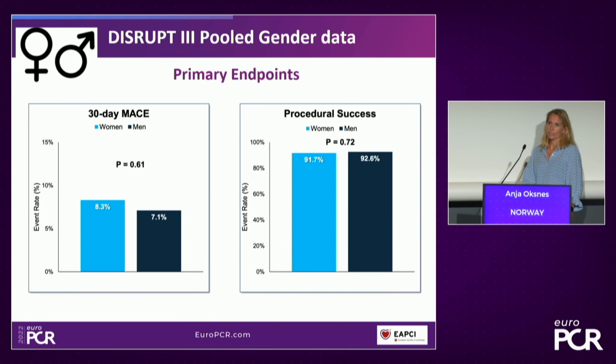Looking at the pooled Genta data, the 30-day MACE and the procedural success rate were equal between men and women.